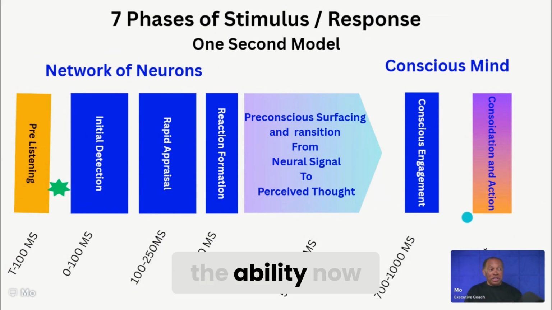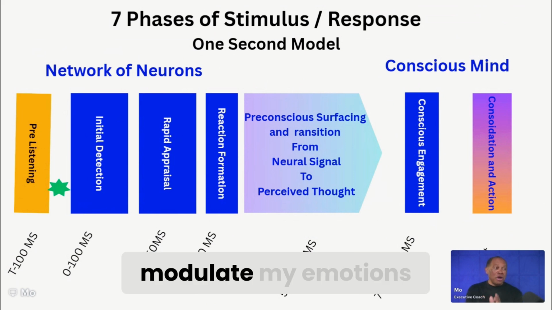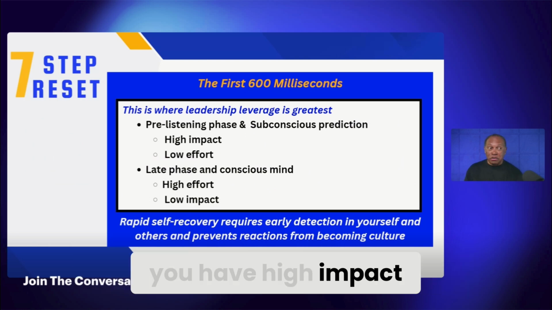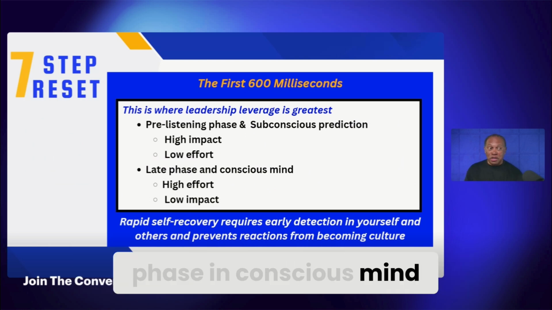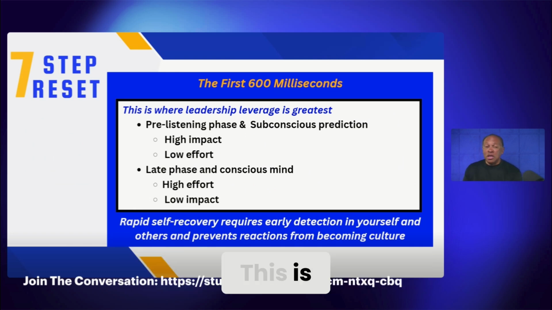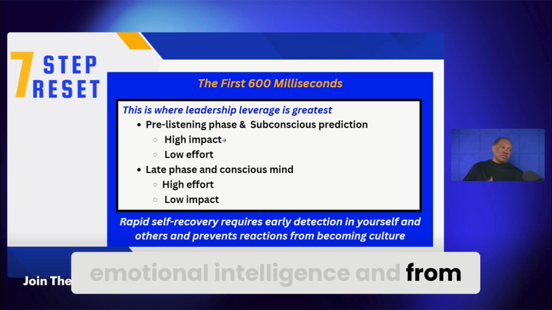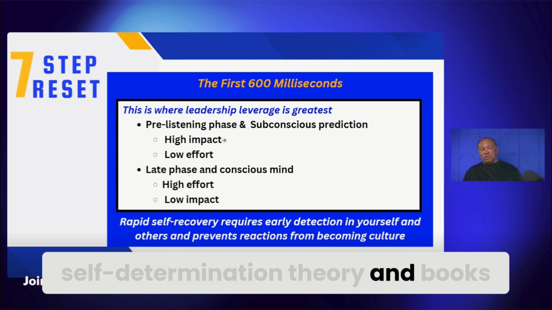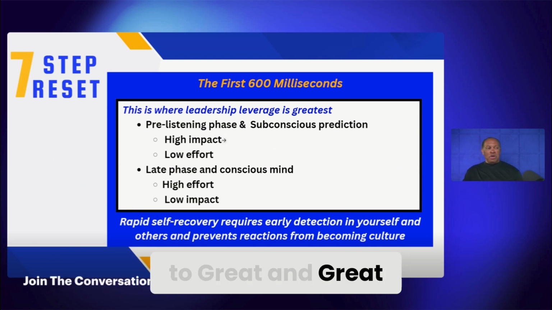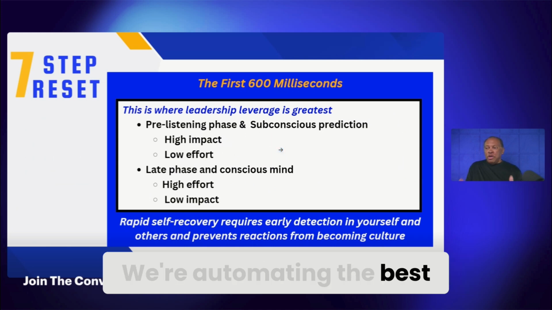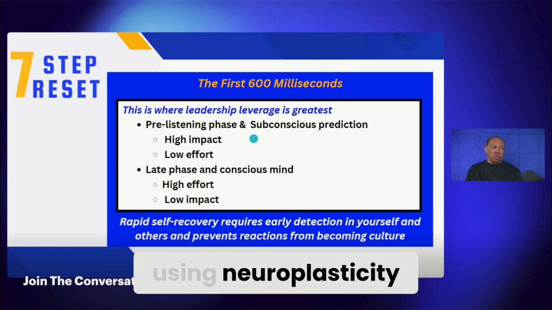But you also have the ability now, we've conditioned in that check to see, do I need to modulate my emotions? So here's the first 600 milliseconds. We have high impact, low effort. And then the late phase in conscious mind is high effort, low impact. This is what we're doing. This is where dynamic leadership lives. It lives up here. So it's taking the research that we have from emotional intelligence and from self-determination theory and books like Multipliers and Good to Great and Great by Choice and 7 Habits of Highly Effective People, and we're automating it. We're automating the best practices to become habits using neuroplasticity.